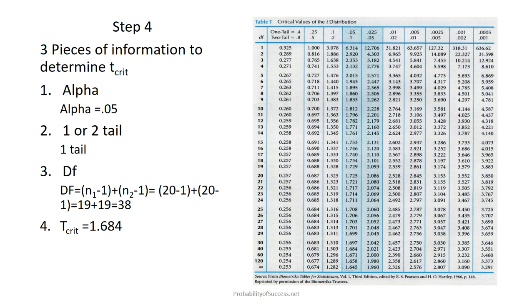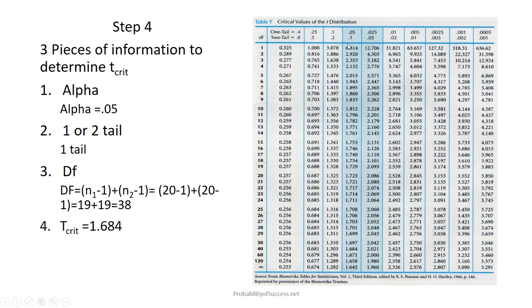Next, step 4, we have to determine our critical value. We have an alpha of 0.05, we have a one tail, and we have degrees of freedom of 38. That's because degrees of freedom equals sample size for group 1 minus 1 plus sample size for group 2 minus 1, and we know that each group had 20. So it's 20 minus 1 plus 20 minus 1, which is 19 plus 19.